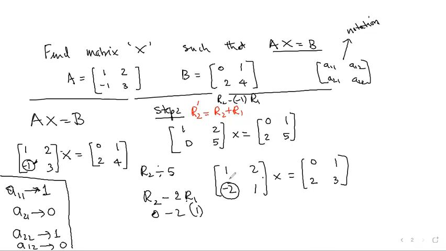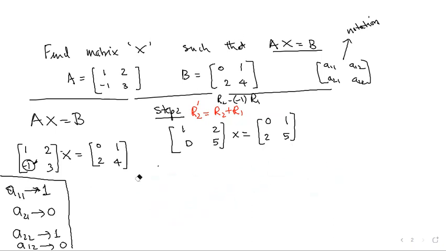Did you understand that? Did you follow this? Yes, sir. So you are not supposed to do any other operation. If you do any other operation, what you made 0 will go away. So I'm going to divide R2 by 5. So it became 1, 2, 0, 1. X is equal to 0, 1, 2 by 5 and 1.